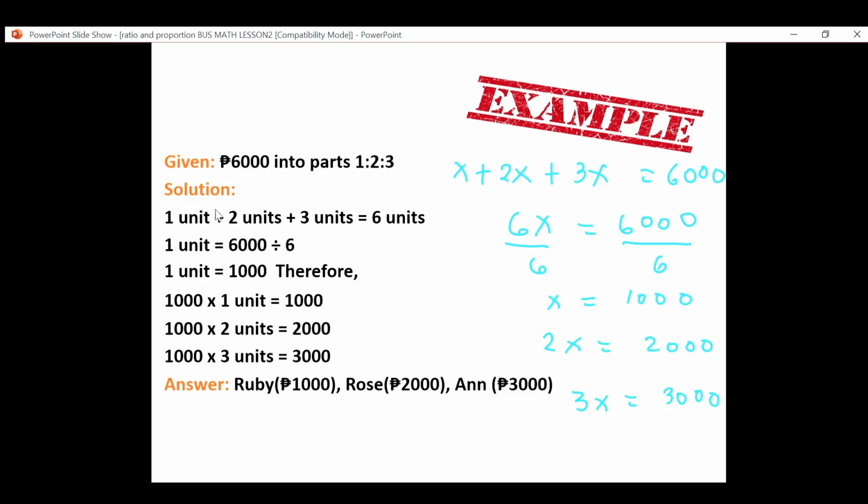Or we can simply add this. This is the alternative solution, class. So how many units in total? So 1 plus 2 plus 3, that is 6 units. And then divide the total part by the number of units. So 6,000 divided by 6. So per unit, we have 1,000. And then multiply to each part. So 1,000 times 1 for the first one, 1,000 times 2 for the second one, and 1,000 times 3 for the third one. Therefore, Ruby will get 1,000, Rose will get 2,000, and Anne will get 3,000.